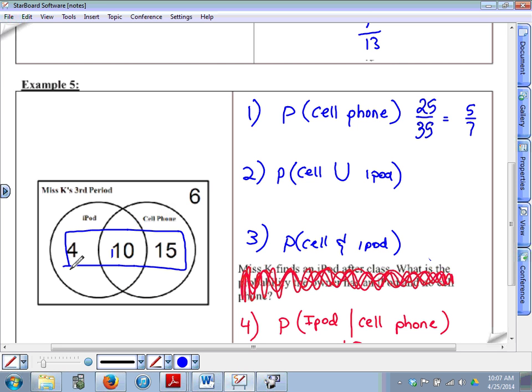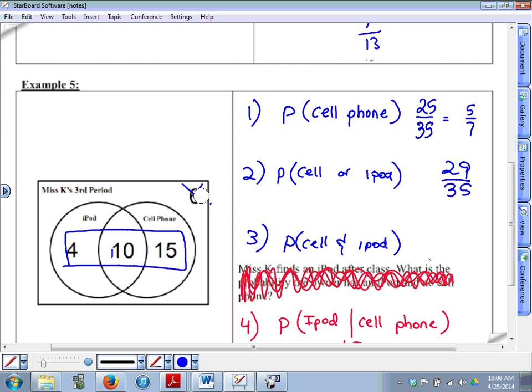Or you can think about it this way. If you want to choose somebody that has a cell phone or an iPod, then just don't count the students that have neither. If you don't count the 6 that don't have any of them, then how many are left? 29. 29 students have either a cell phone or an iPod. So it's 29 out of 35, which does not reduce. 29 is prime.